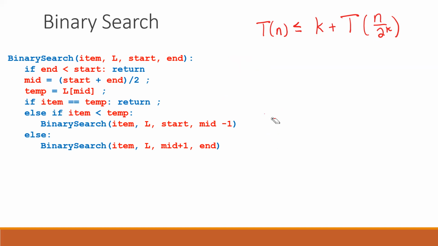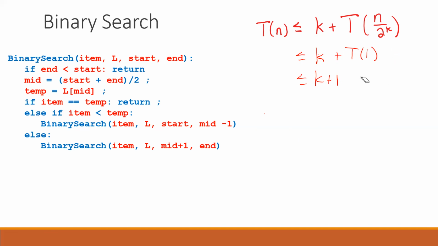So our base case is T of 1. We know that T of 1 is equal to 1. So let's write that out a little more explicitly. So this is less than or equal to k plus T of 1, which is less than or equal to k plus 1, and then plus T of 0. T of 0 is 0, so we are simply left with k plus 1.